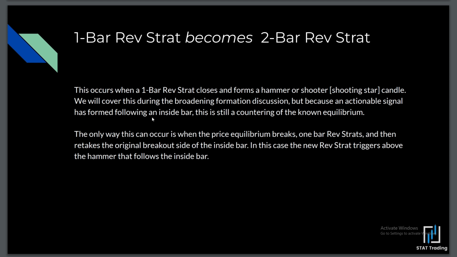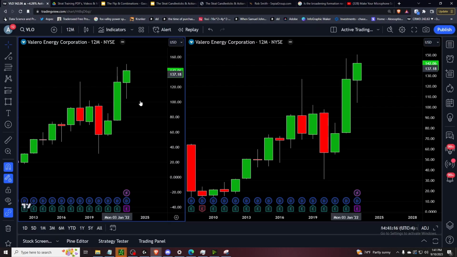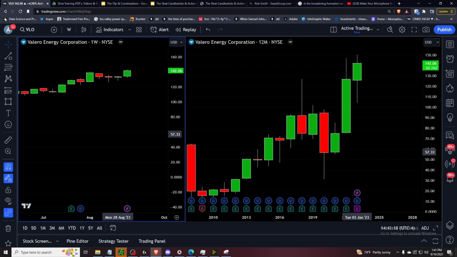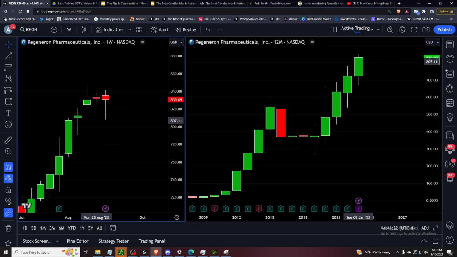And I know that's a lot, but here it goes. I don't have the example in here. I will get it in here. I just forgot to get one for you. But I have one on the top of my mind. So we'll go to the weekly time frame and REGN. And this is an example of a 1-bar Rev Strat.